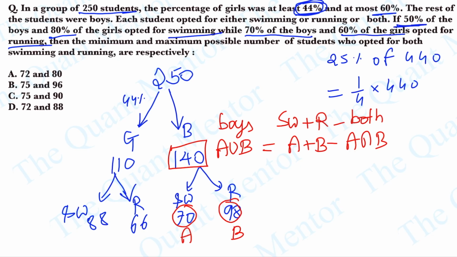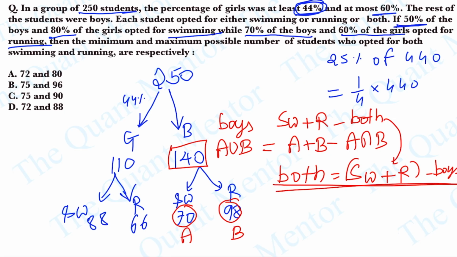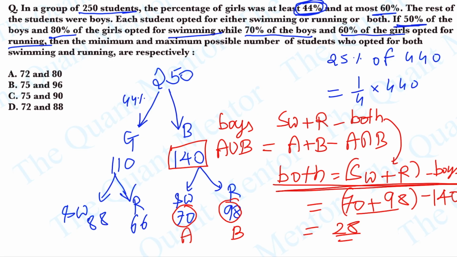From here, I can conclude that the number of boys who do both running and swimming will be equal to the number of boys who do swimming plus the number of boys who do running minus the total number of boys. Please remember this rule carefully because this is exactly what we are going to use in the upcoming parts also. So the total number of boys who do both running and swimming would be 70, the ones who do swimming, plus 98, the ones who do running, minus the total number of boys 140. So this gives me 168 minus 140, 28. So minimum 28 boys do both running and swimming.